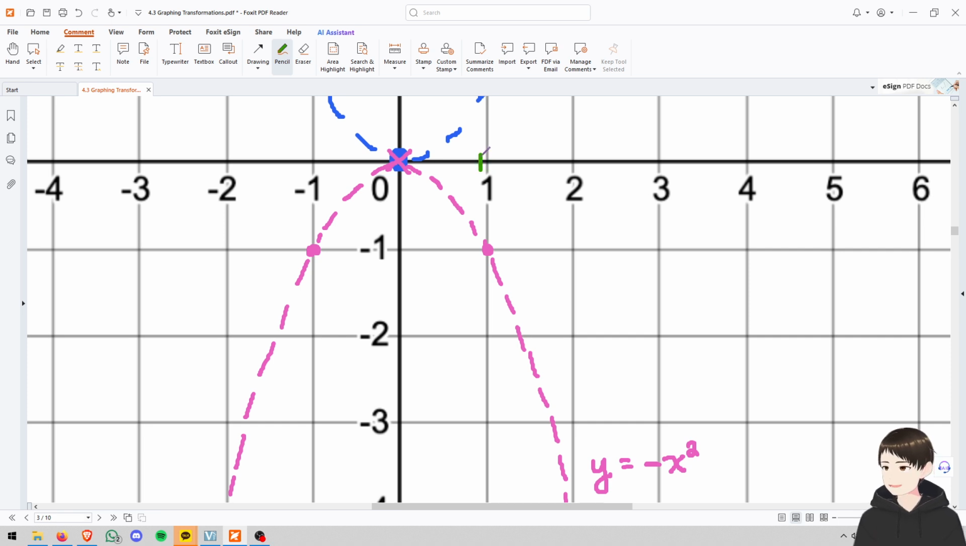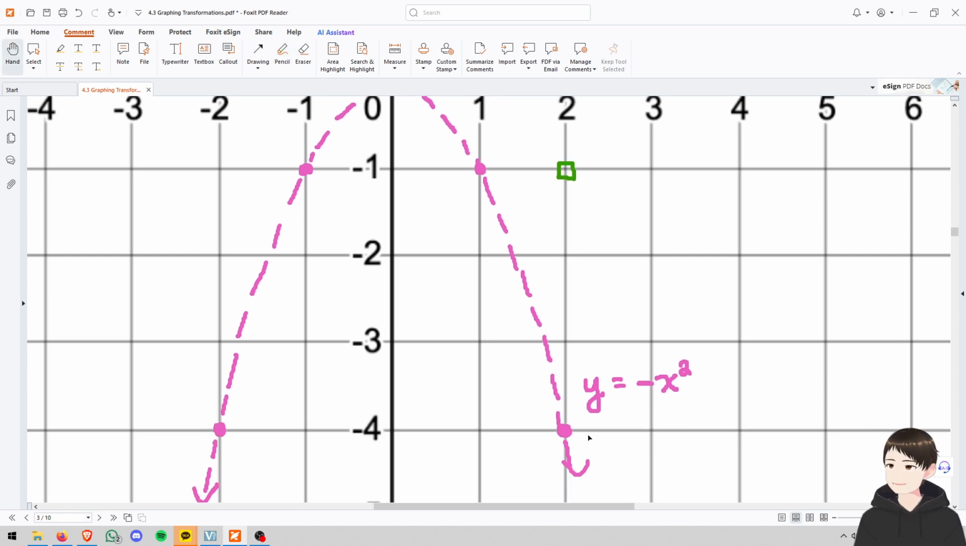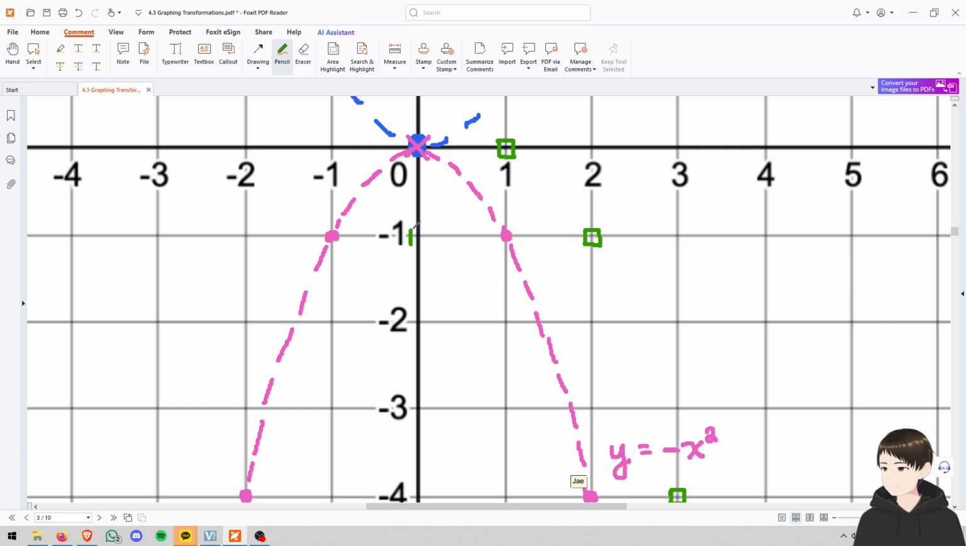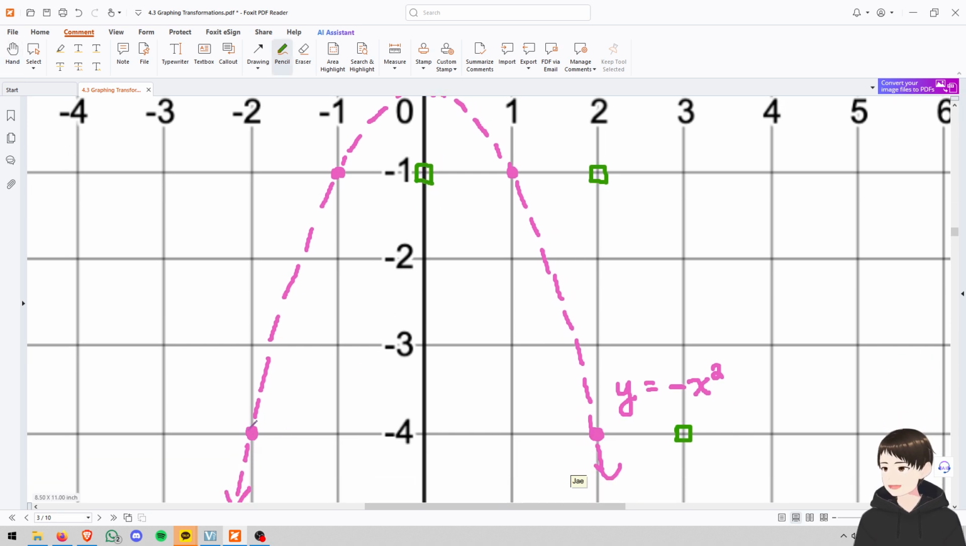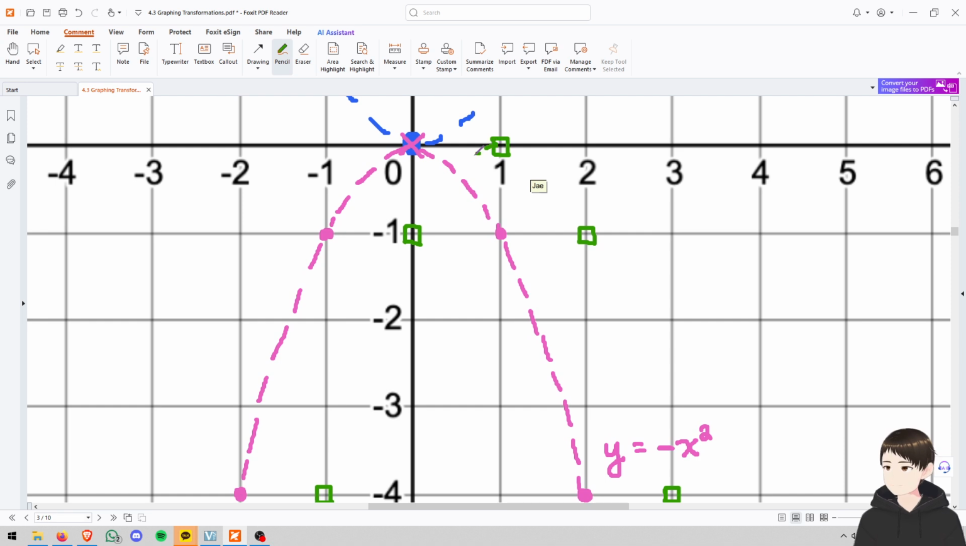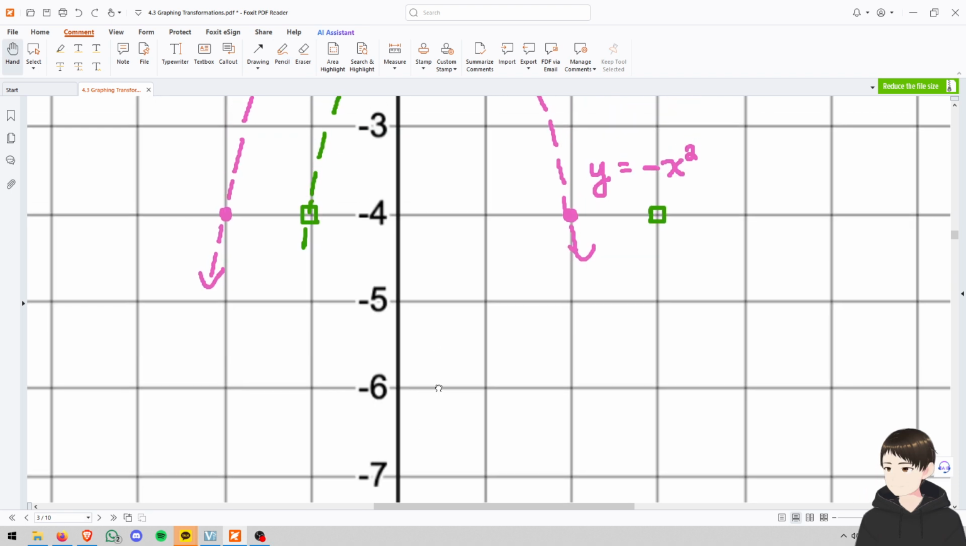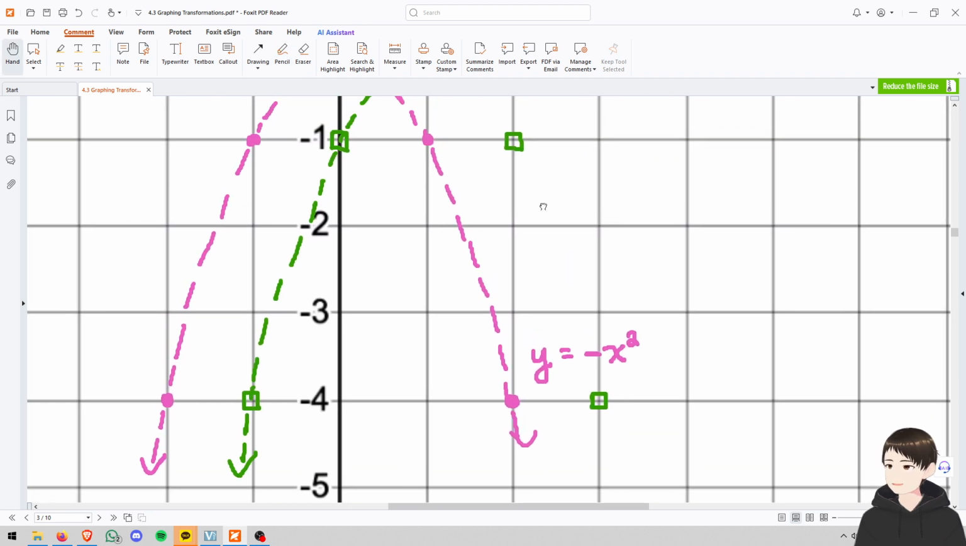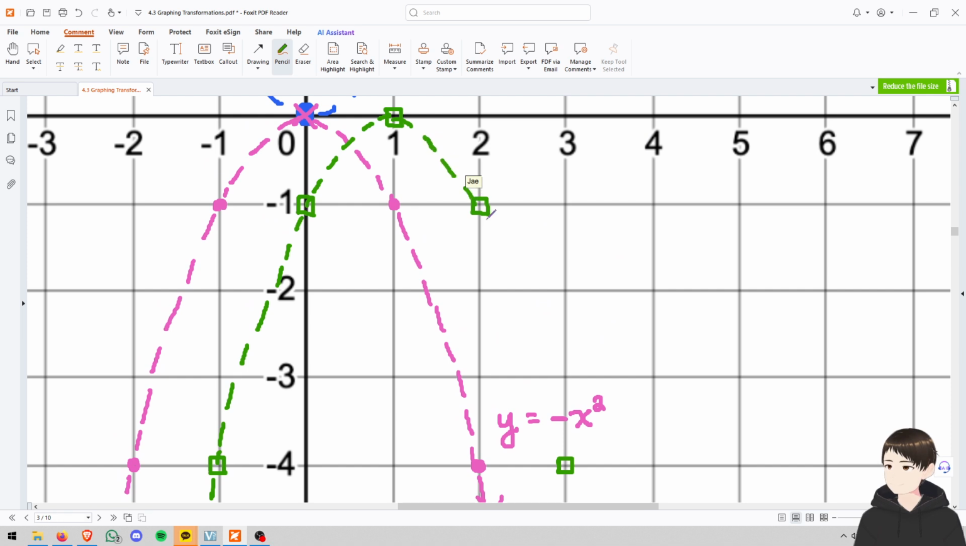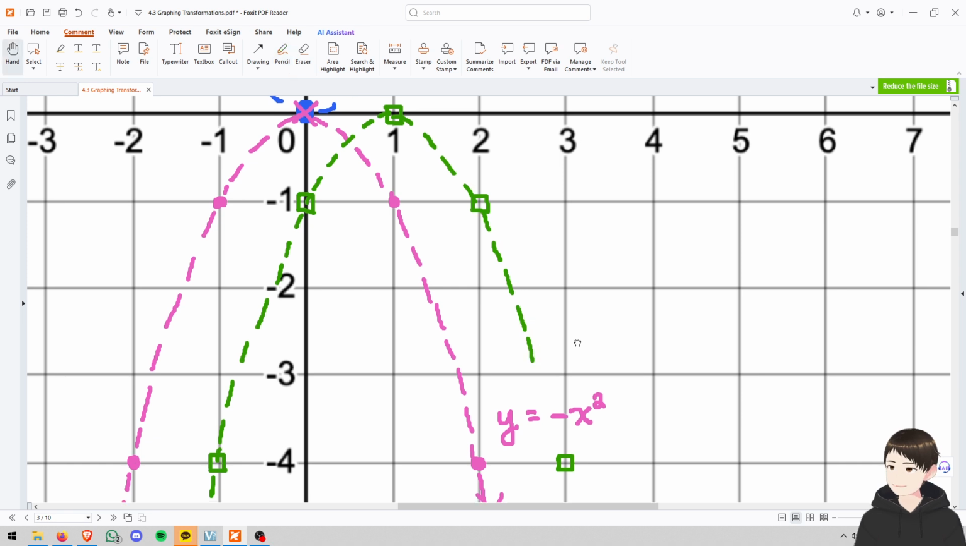How about I do a square this time? This is my pink. I move to the right by 1. And this is my pink. I move to the right by 1. And if I draw a dotted line, it's going to look a little trippy. Oops. But it should give you a certain sense of satisfaction.